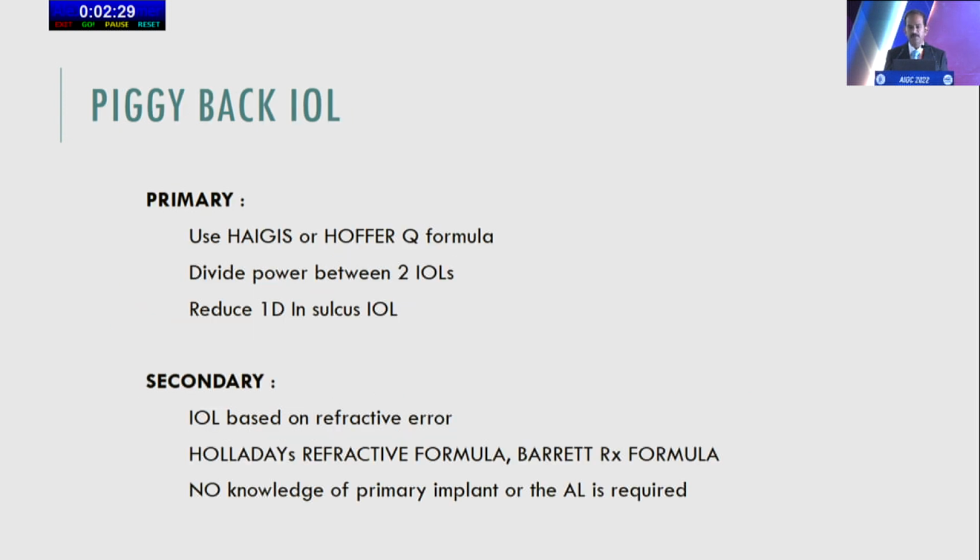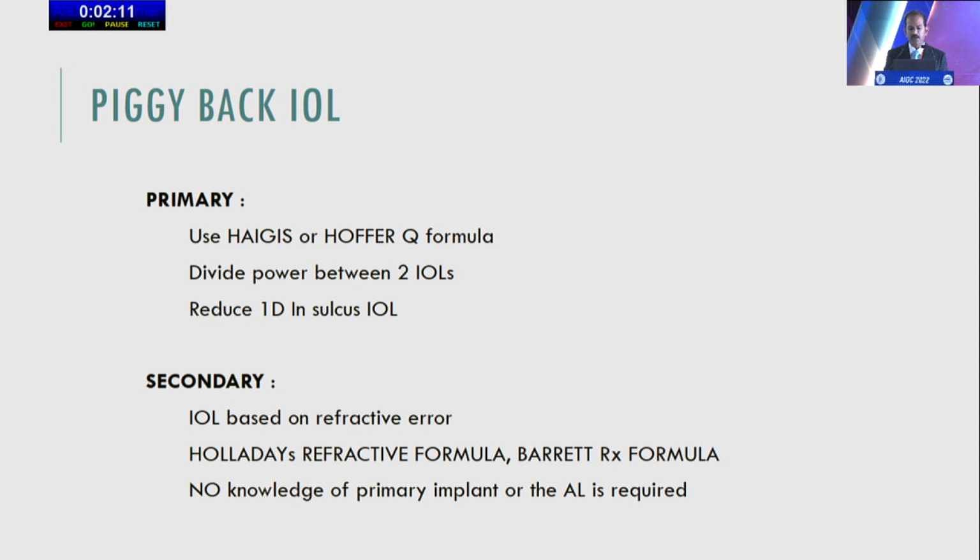Piggyback IOLs depend on whether it is a primary or secondary. If it's a primary, use a Haigis or a Hoffer Q formula, arrive at the IOL power, and divide the power into two IOLs. A single piece hydrophobic IOL goes into the bag with full power, and a three-piece hydrophobic IOL goes into the sulcus with one power reduced.